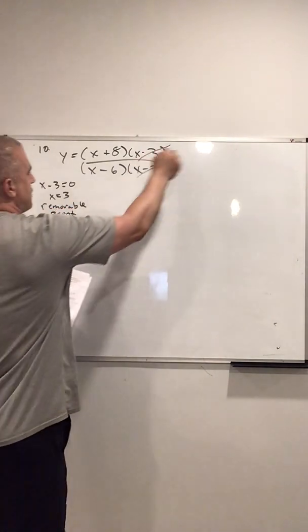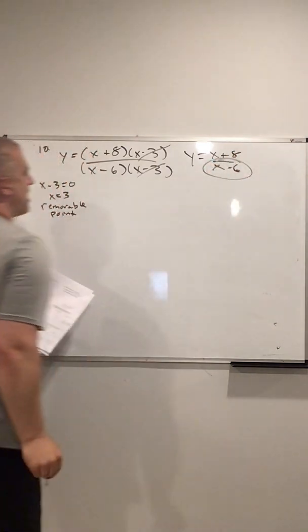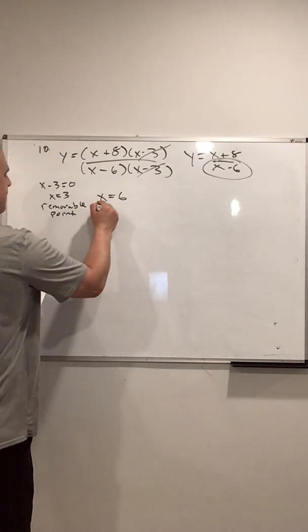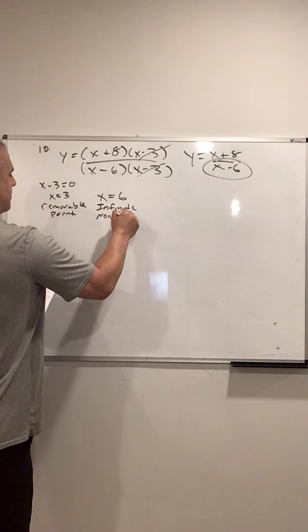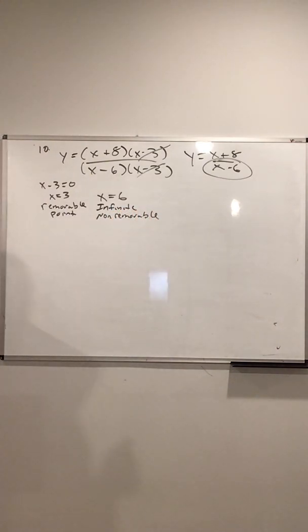And then what you're left over with is this. That bottom part, x = 6, is an infinite or non-removable discontinuity. All right, question number 11.